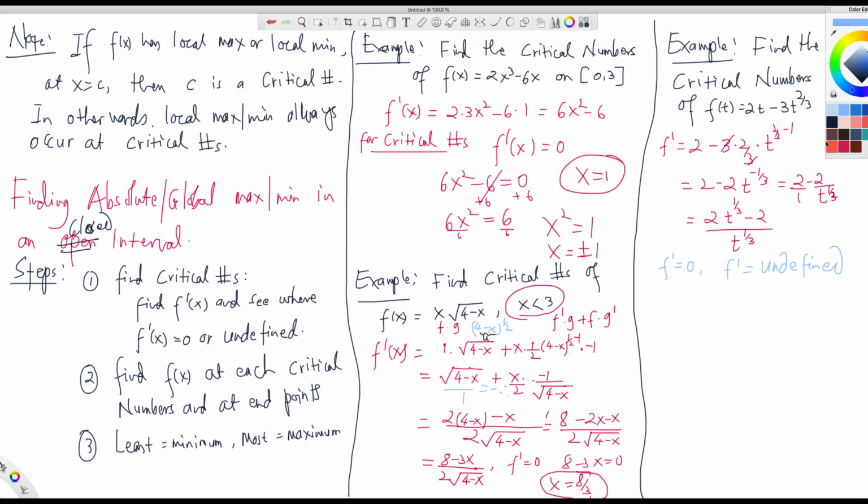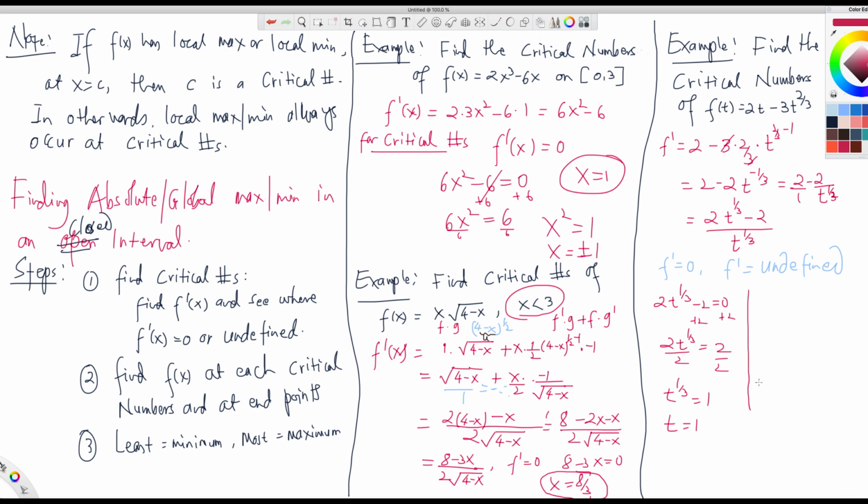So as in the previous example, if you do f prime equals 0, then you set the numerator equal to 0, right? So you get 2t to the 1/3 minus 2 equals 0. Let me add 2 on both sides, you get 2t to the 1/3 equals 2, right? Divide by 2. What do you get? You get t to the 1/3 equals 1. So basically t equals 1 is one critical number.